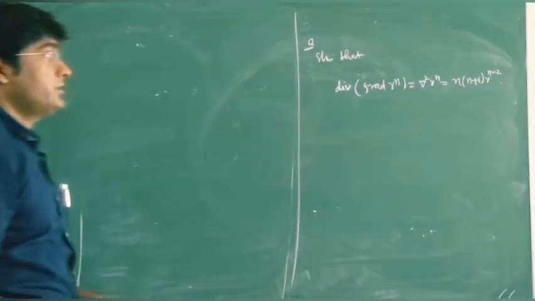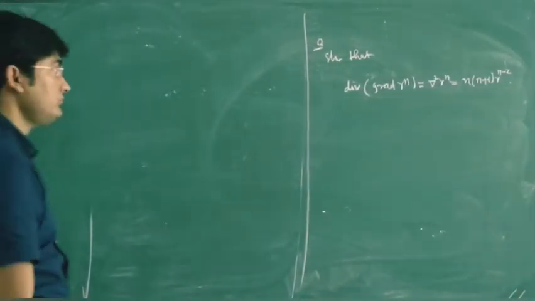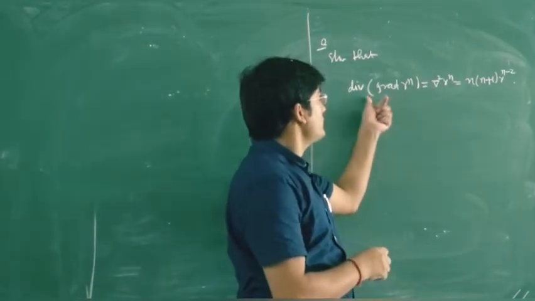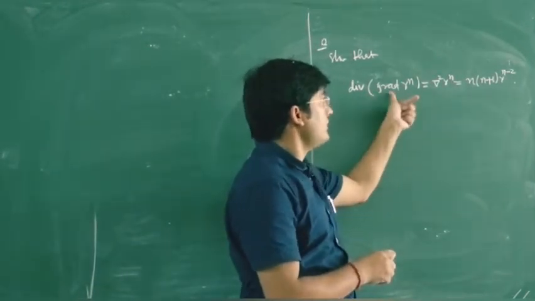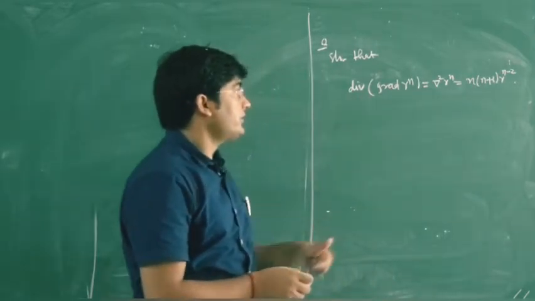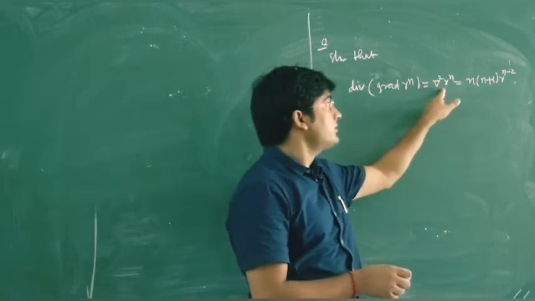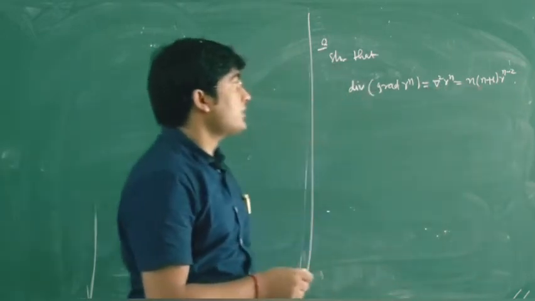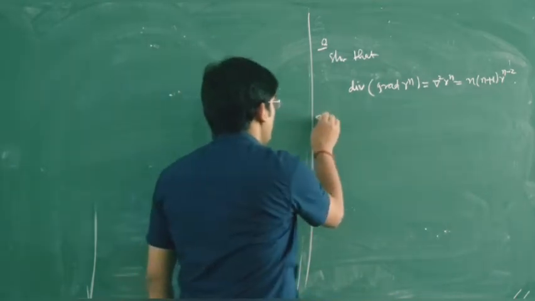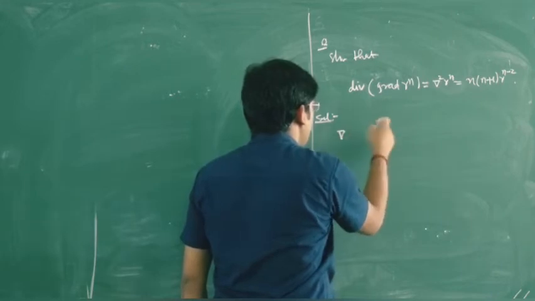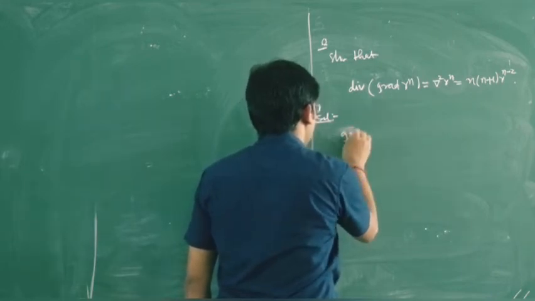So let us prove this result. Divergence of grad r power n equal to this divergence of grad phi. We have already evaluated the formula for divergence grad phi, but here let us prove that this is equal to n into n plus 1 into r power n minus 2. So solution. Before that, let us evaluate the grad of r power n.